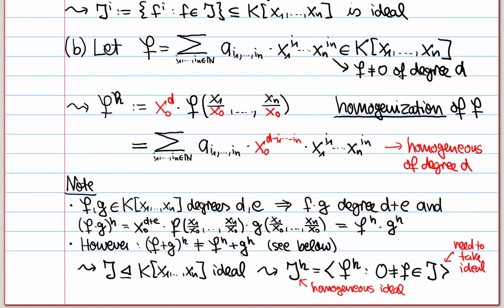So in particular, if you want to take some ideal J in these n variables and get a homogeneous ideal in the n+1 variables, what you should do is take all the elements f of J which are non-zero, homogenize them, and then take J^h to be the ideal generated by all of these things. This is clearly a homogeneous ideal. And it is necessary here to take the ideal generated by all of these things.